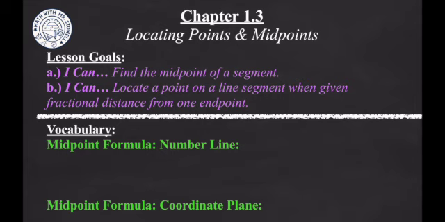So we're going to look at how to find a point if it's halfway between, that's midpoint, or if it's a third, or if it's a fourth, or if it's any fractional distance. We're going to look at what makes that work. Okay, so first thing we need to do is work on part A, which is finding the midpoint of a segment.